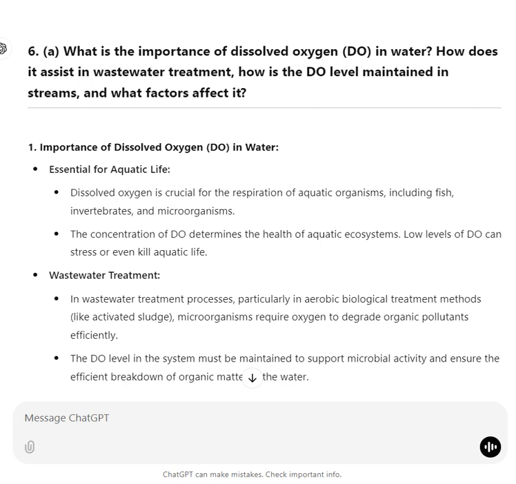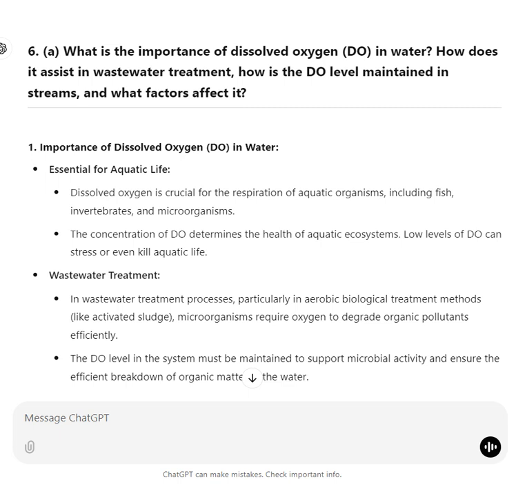1. Importance of dissolved oxygen, DO, in water. Essential for aquatic life: Dissolved oxygen is crucial for the respiration of aquatic organisms, including fish, invertebrates, and microorganisms. The concentration of DO determines the health of aquatic ecosystems. Low levels of DO can stress or even kill aquatic life. Wastewater treatment: In wastewater treatment processes, particularly in aerobic biological treatment methods like activated sludge, microorganisms require oxygen to degrade organic pollutants efficiently. The DO level in the system must be maintained to support microbial activity and ensure the efficient breakdown of organic matter in the water.